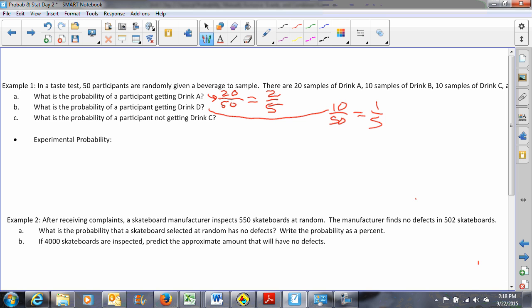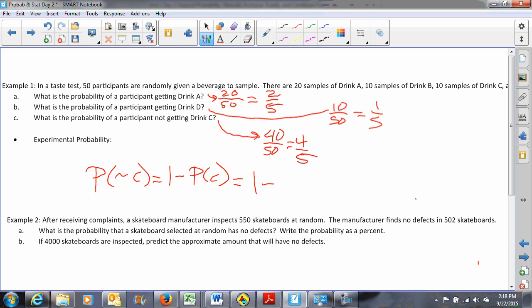Probability of not getting drink C. Well, 40 of the drinks are not drink C, so the probability of not getting drink C would be 40 over 50, or 4/5. Now, since not getting drink C is the complement of C, the probability of not C would also be equal to 1 minus the probability of C. The probability of getting drink C, we didn't figure yet, but still there's 10 of those. So we would subtract 10 over 50, or actually 1/5, and we would get 4/5. So we end up with the same thing either way we do this.